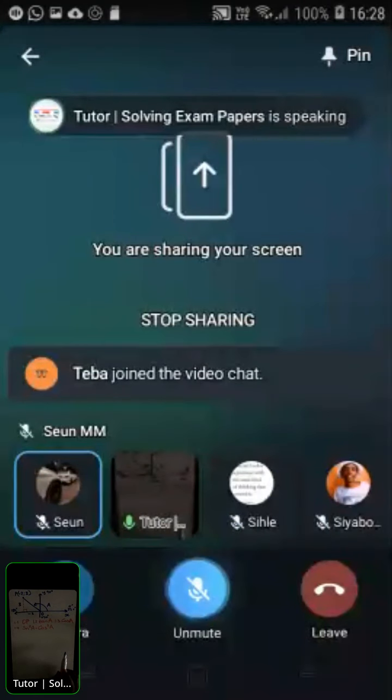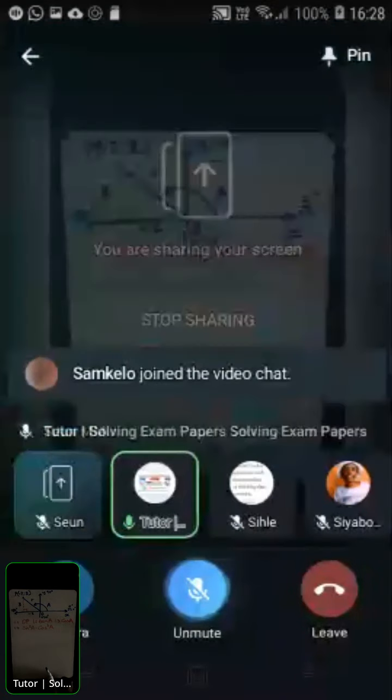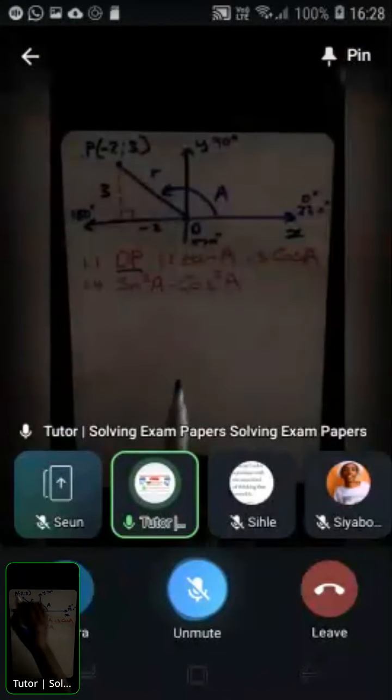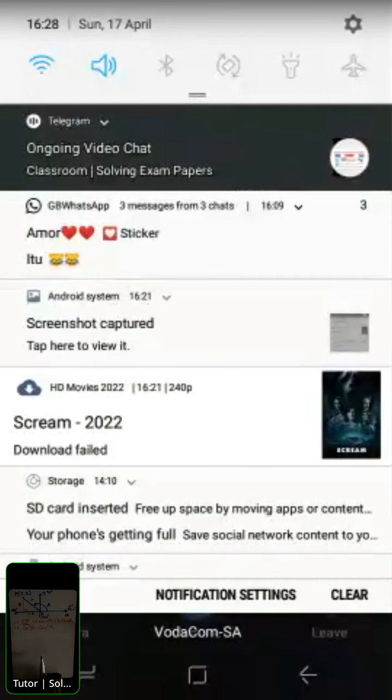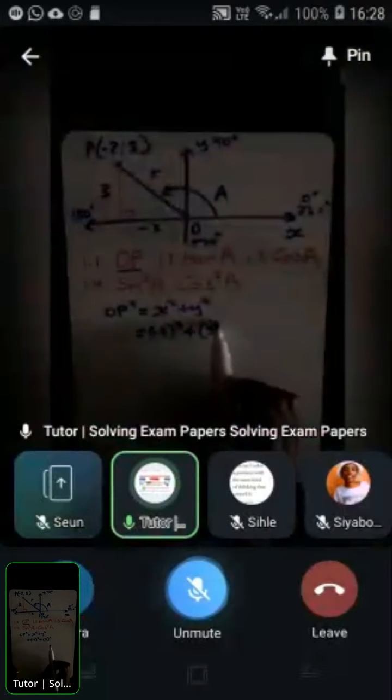So what is OP? OP is your R, but OP refers to a length. Why is it a length? Because it's written in capital letters. So if it's written in capital letters, it means they want that length. So in this case, I think we can use the theorem of Pythagoras, guys, because we know that OP squared is equal to, let's say, x squared plus y squared. So this is going to be what? X, you said, is negative 2 squared plus your y, which is 3 squared.